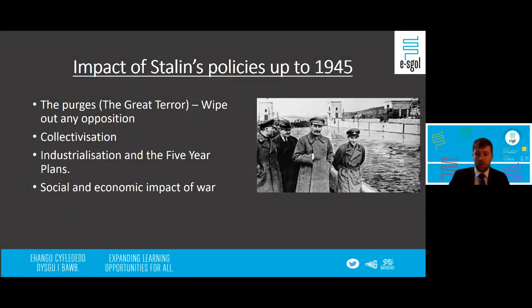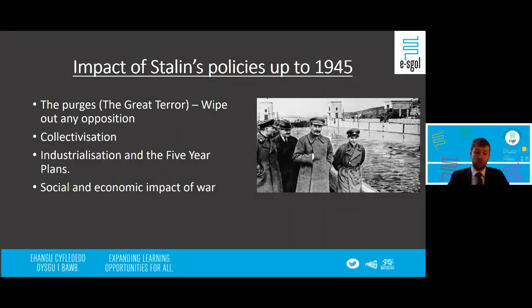So what were the impacts of Stalin's policies after 1945? Well, there were huge purges. The Great Terror, as it was called, saw the wipeout of most of the opposition. Collectivization saw farms being pulled together under state ownership. Now, by itself, that doesn't sound like too harsh a policy, but when peasants, mainly in Ukraine, refused to do it, and were then forcibly moved to land elsewhere and died of starvation as a result, you can see the terror as a result.